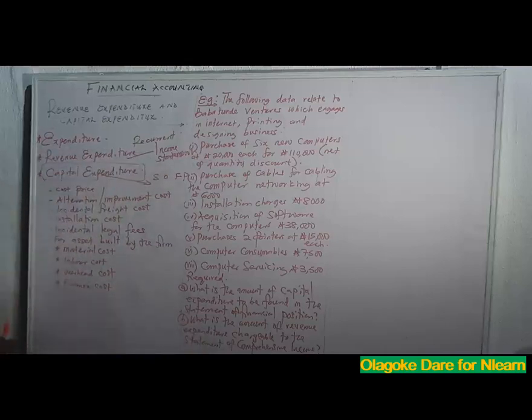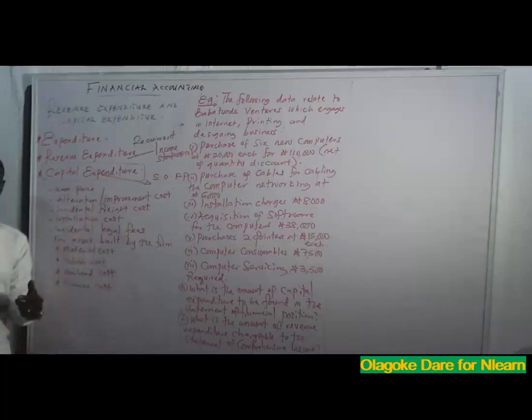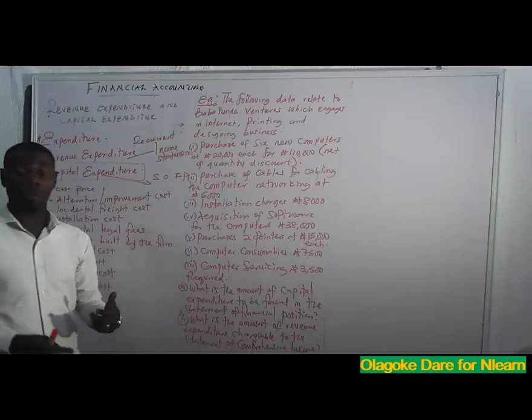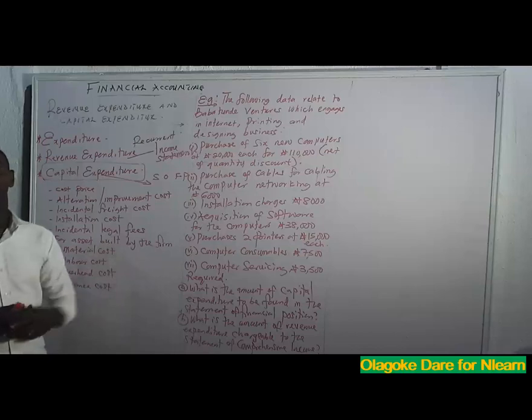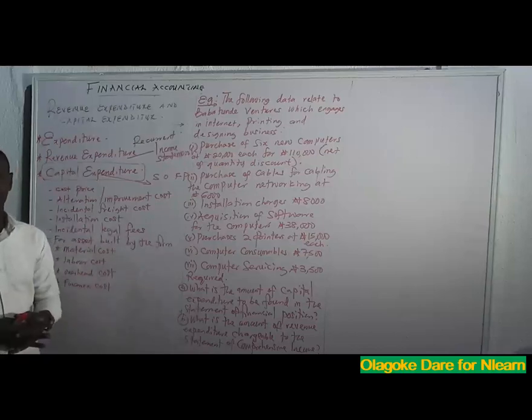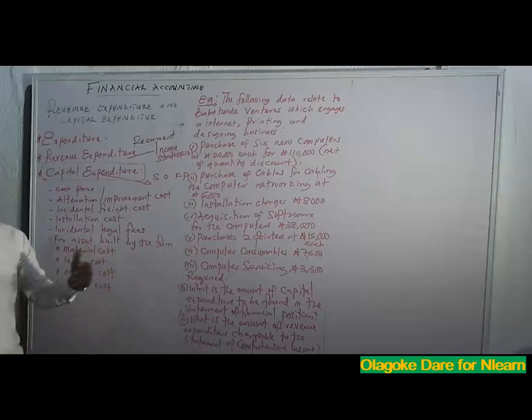Please note, we have some other things. When we talk about capital expenditure, capital expenditure could also be expenditure on what we call intangible assets. Not only tangible, it could be on intangible assets as well, such as your goodwill, your patents. They are also part of what? Capital expenditure, because the benefits last for a longer period of time.